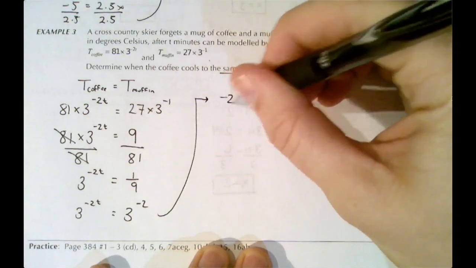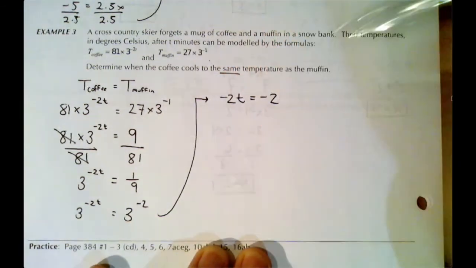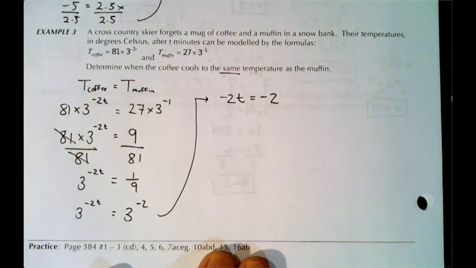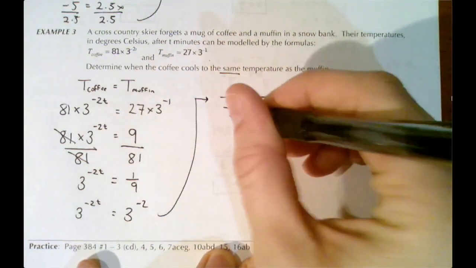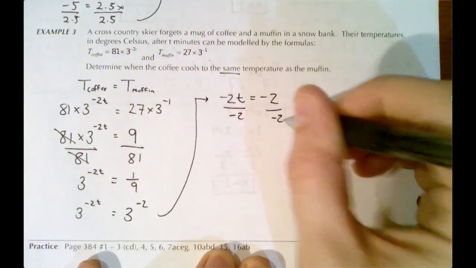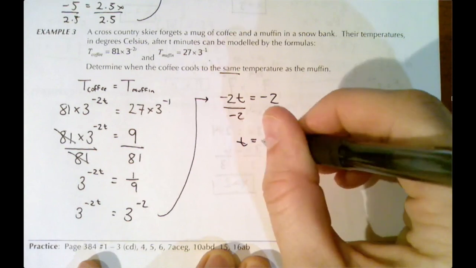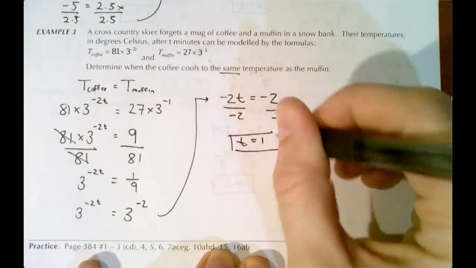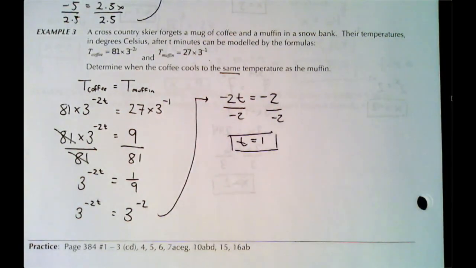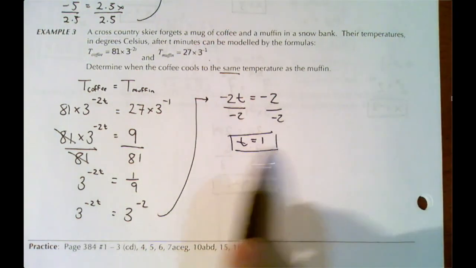So negative 2t equals negative 2. To get t by itself, divide away the negative 2, and we get t equals 1. So when's the coffee cool at the same temperature? 1 minute. Time is 1.